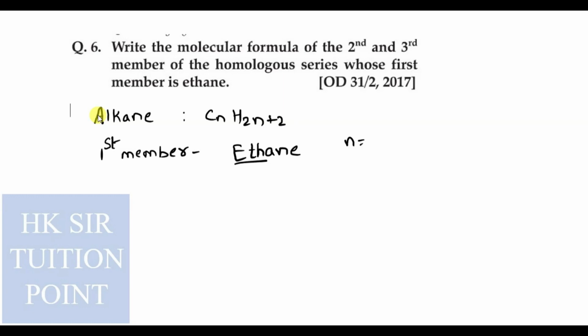Eth means 2 carbons. That means n equals to 2. Keep n equals to 2. C2, 2 twos are 4 plus 2, 6, H6. It is the first member. He wants molecular formulas, so this is the first member.